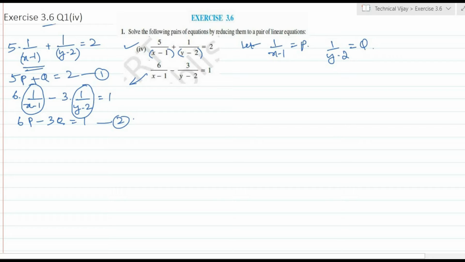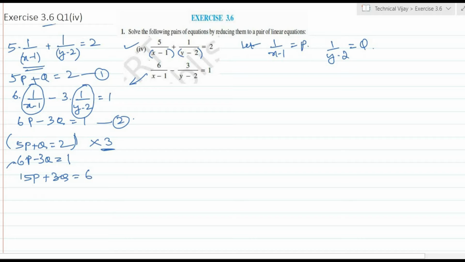So I will write the equations here: 5p plus q is equal to 2, and 6p minus 3q is equal to 1. Here any one of the coefficients can be made equal. So this equation I will multiply with 3, only this equation, so that this will become 3q. Then this 3q and this 3q, we can add these equations so that they get cancelled. So I will multiply with 3. 3 5s are 15. 15p plus 3q is equal to 6.